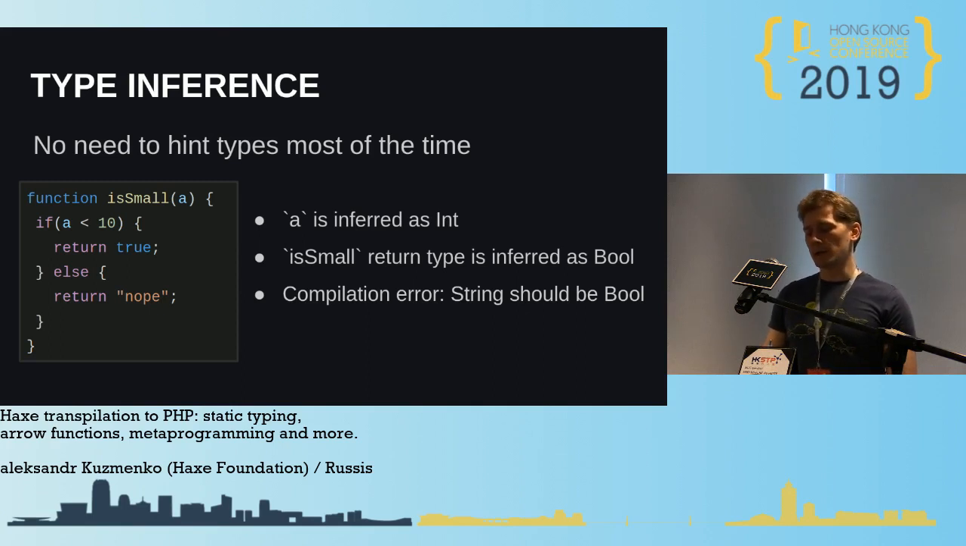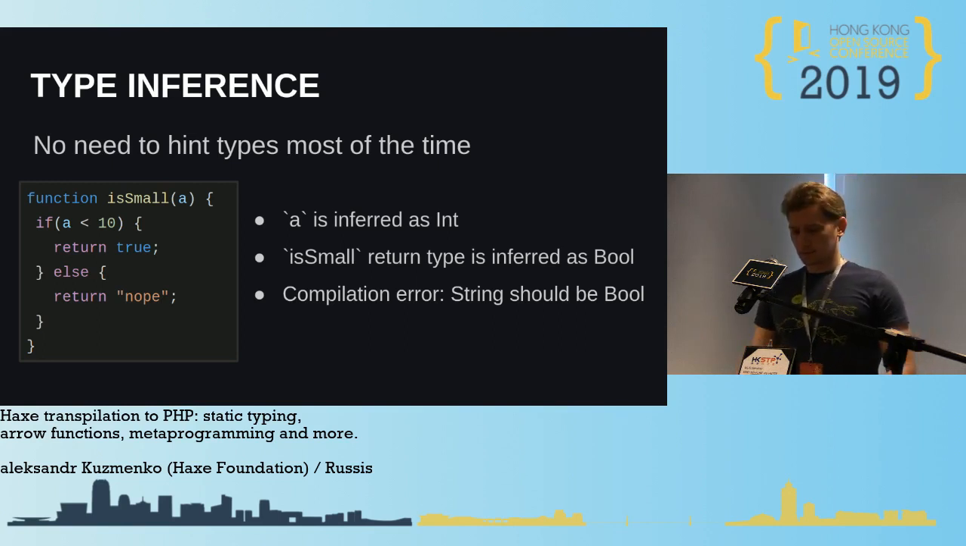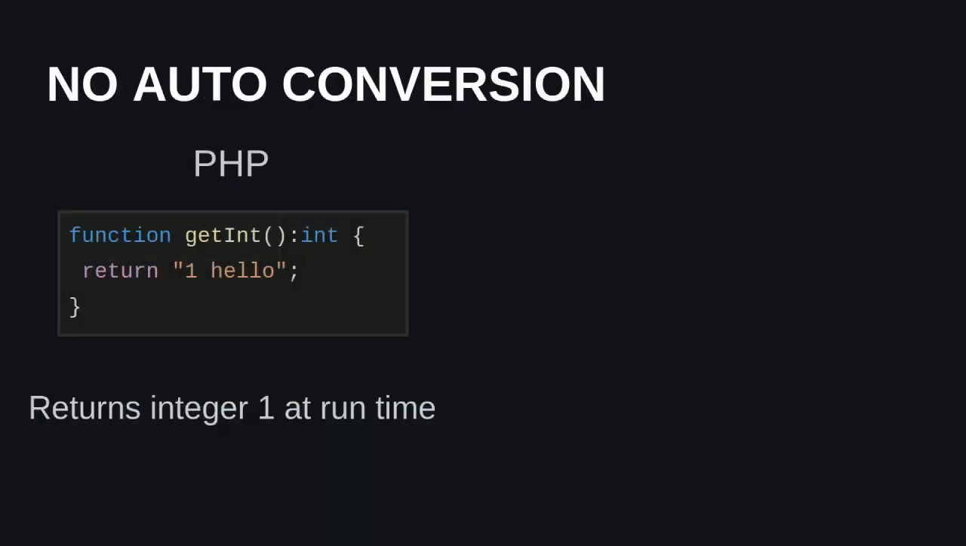That means that on the second return, the compiler will not allow you to return a string because the function is already typed as a function returning a boolean value. Also, there's no auto-conversion between types in Haxe. You always have to manually specify if you want something to be converted to another type.